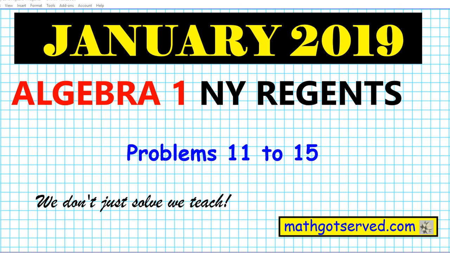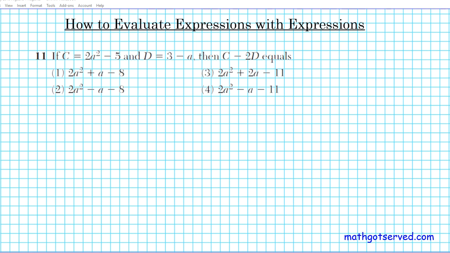In this clip, we're going to be going over problems 11 to 15 of the January 2019 Algebra 1 New York Regents released exams. Alright, let's take a look at question 11. In this problem, we're going to be looking at how to evaluate an expression using two or more expressions.